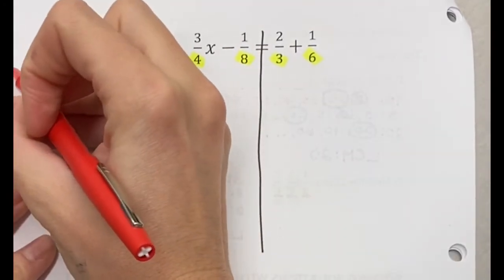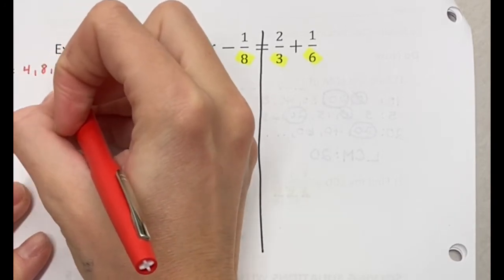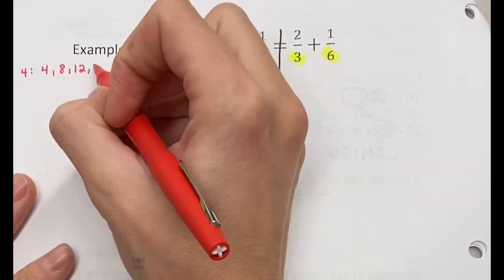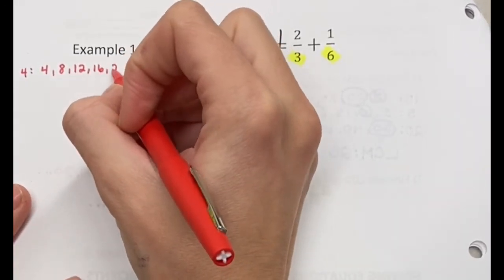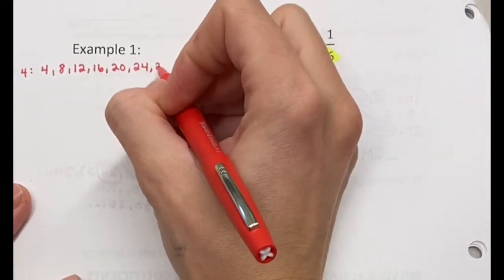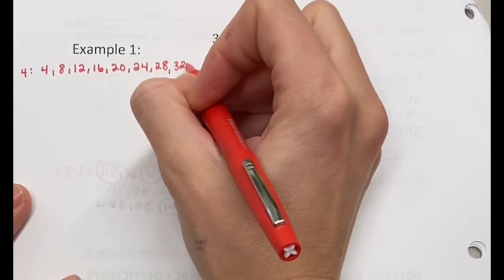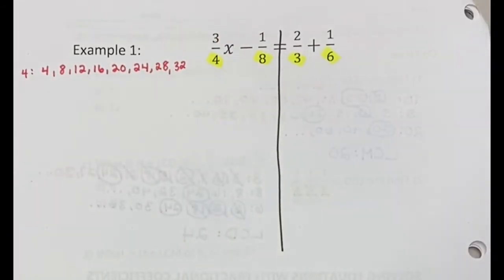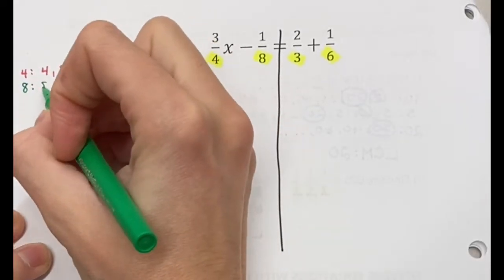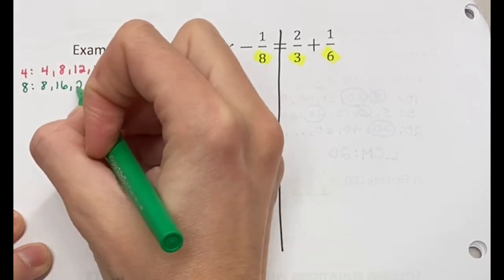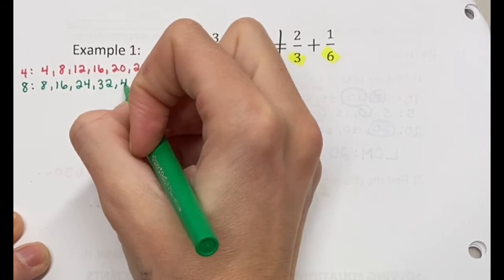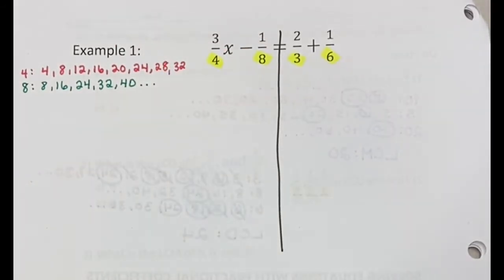So I have 4. So 4, 8, 12, 16, 20, 24, 28, 32, and so on. Then I have 8. So I'm going to list out my multiples of 8. So I have 8, 16, 24, 32, 40, and so on.